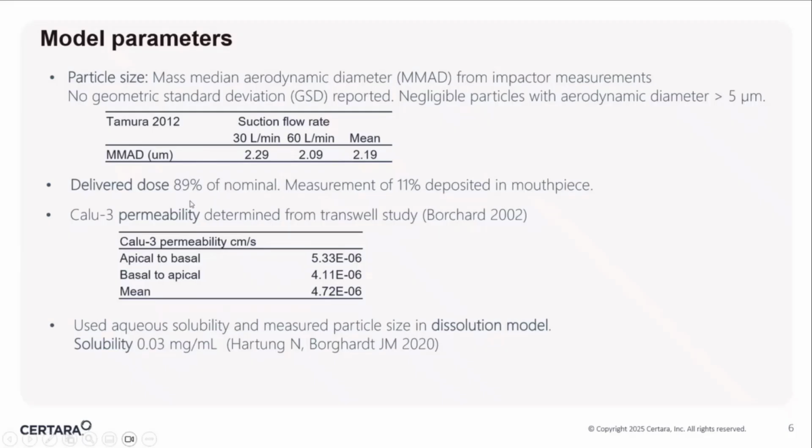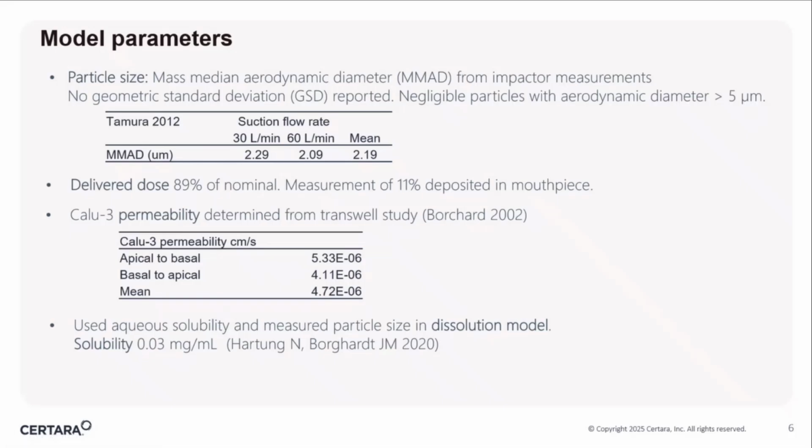For permeability, in this case, there was a Transwell study done using a carcinoma cell line derived from the lungs, the Calu-3 cell line. There's a permeability value for that, and we're going to use the mean value from the apical to basal and basal to apical studies that were done.